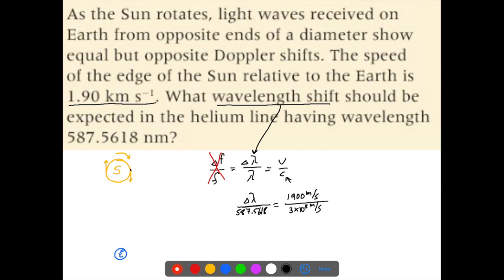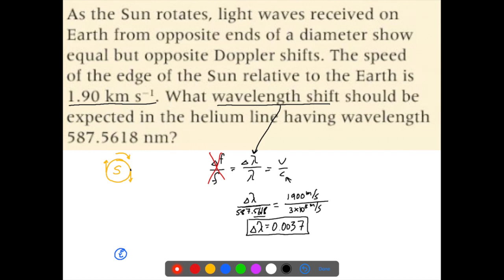And then multiplied by the 587.5618. And we get a change in wavelength of 0.0037. Let's see, I've got 4 decimal places there, so I'm going to go out to 4 decimal places here, 37. And so that will be the change in wavelength.